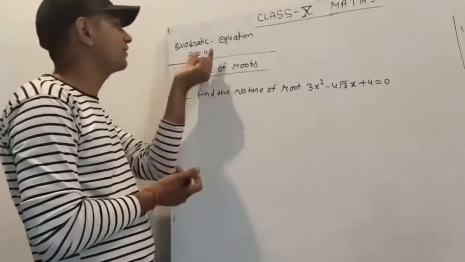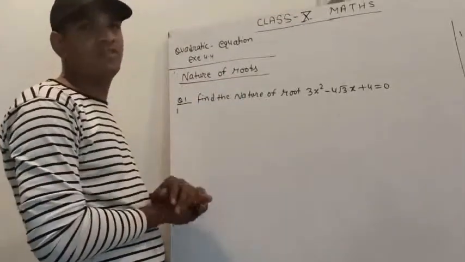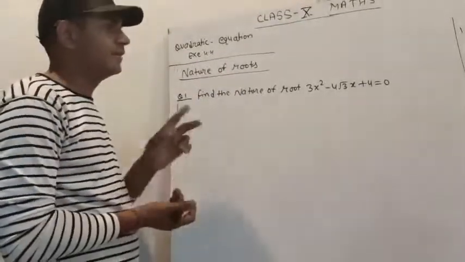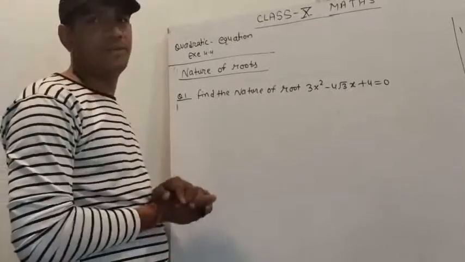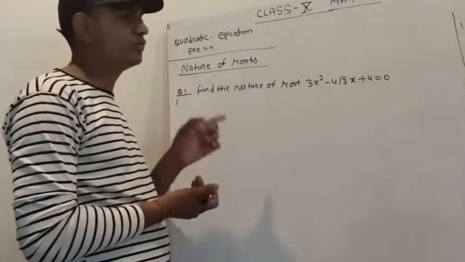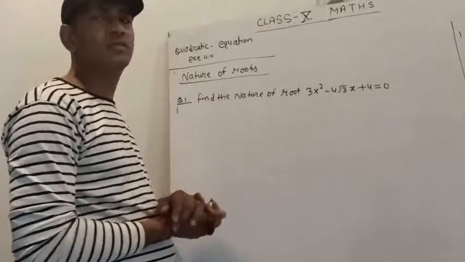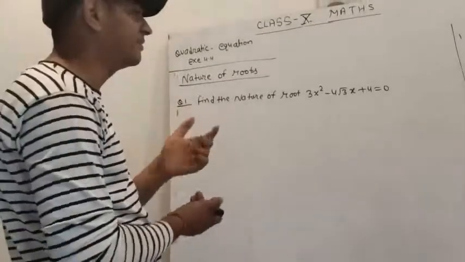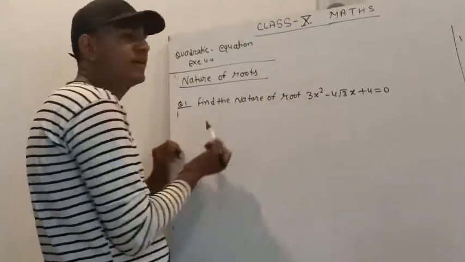Today we will discuss exercise 4.4, that is nature of roots. We already discussed that if D is greater than 0, then roots are real and different. If D equals 0, then roots are real and equal. And if D is less than 0, then no real roots exist. D is the discriminant. So, first question is to find the nature of the roots of the given equation.